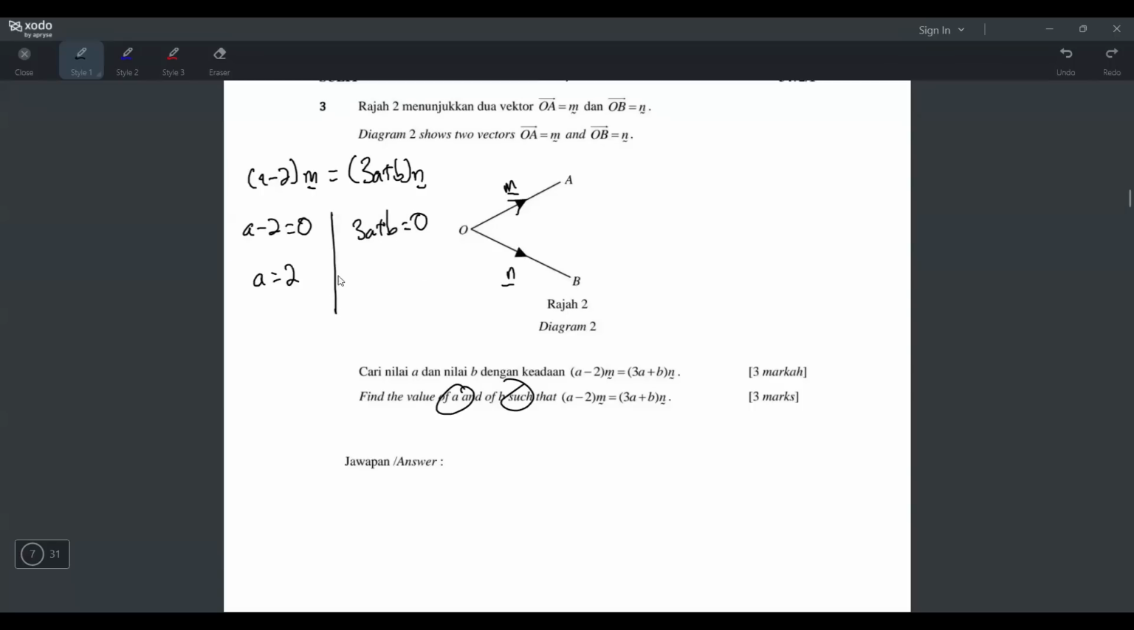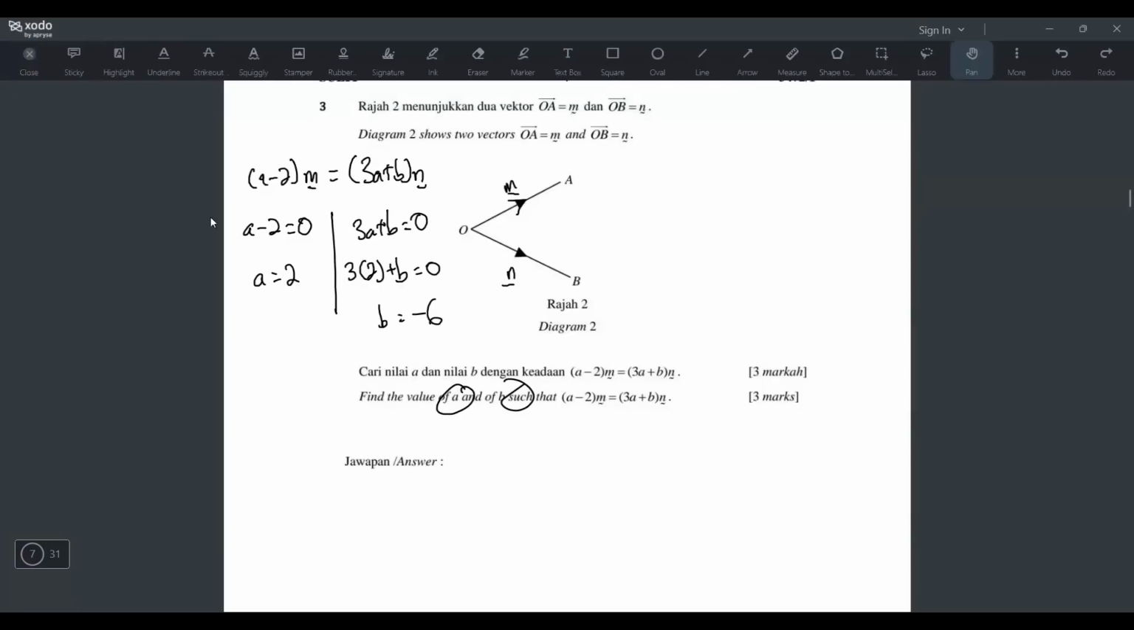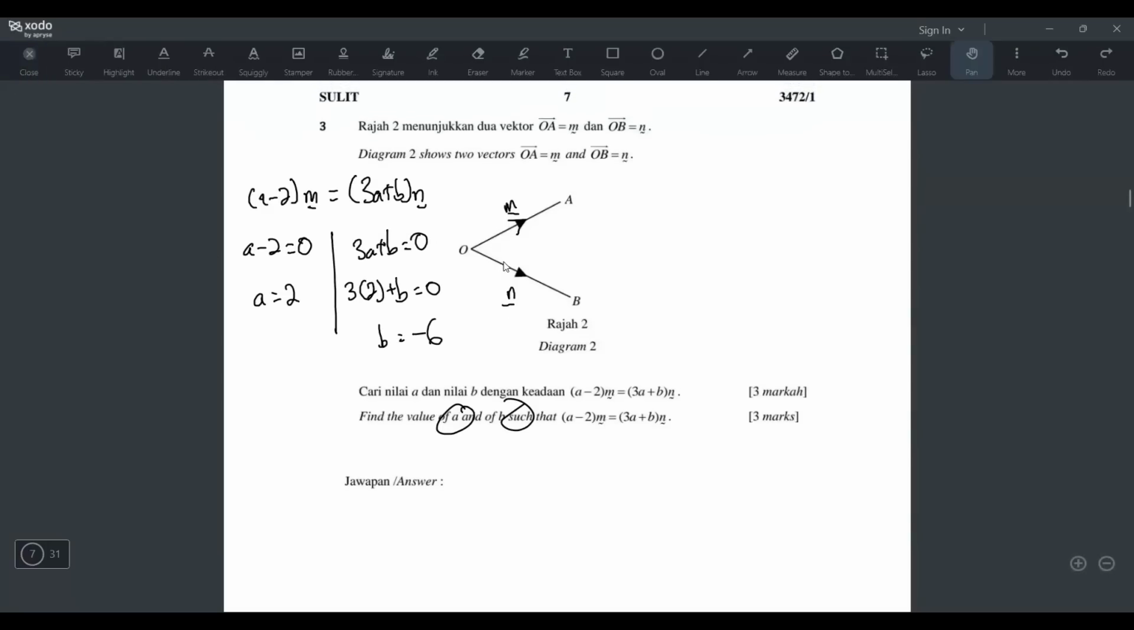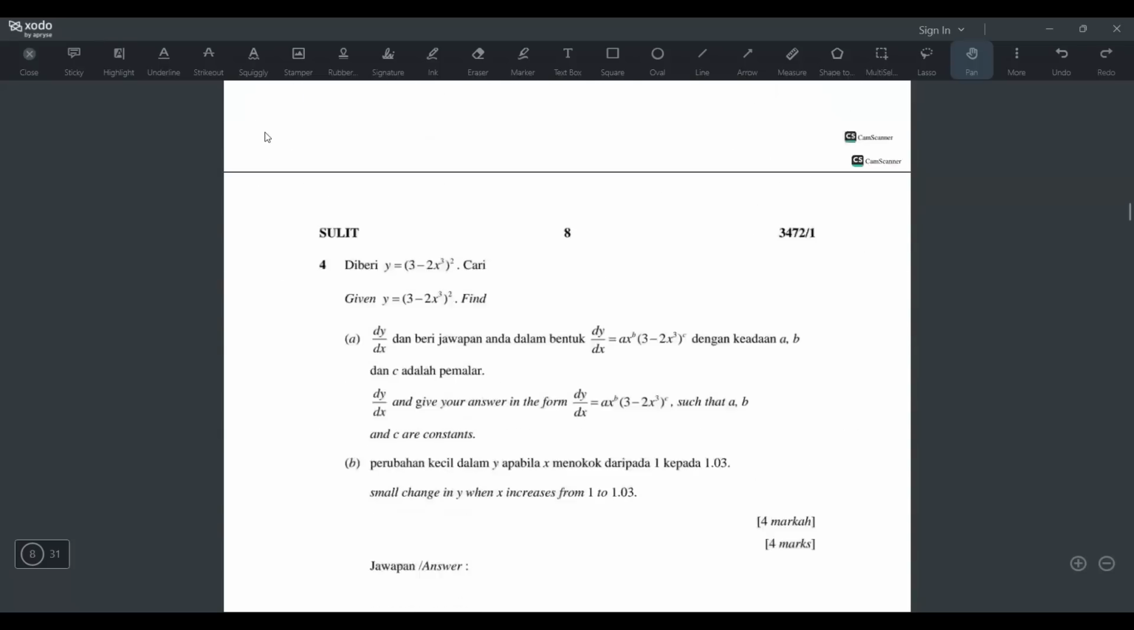So what is your A? 2. And then sub inside: 3 times 2 plus B equals 0. Your B will be, 3 times 2 is 6, move over becomes negative 6. And that's all. That's the answer, right? So when two vectors are not parallel, then you just take the coefficient of the two vectors equals 0, right? Like that. That's all. Done.